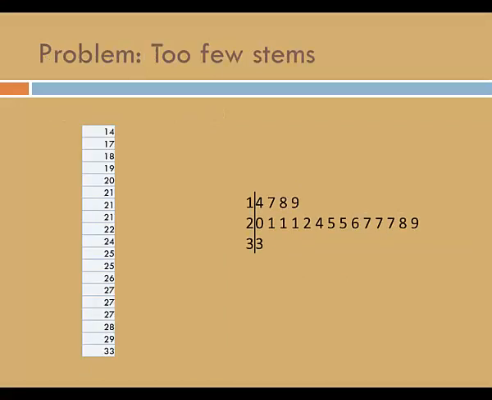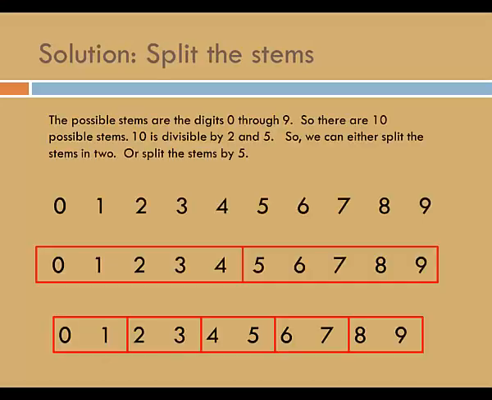This brings us to a second problem with stem and leaf displays, when you end up with too few stems. So remember, our first problem was we had too many and we rounded. Now I think we have too few, so let's find a solution to this issue. The solution is to split the stems.